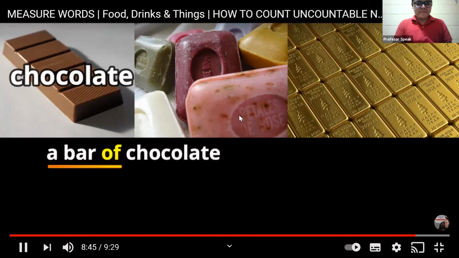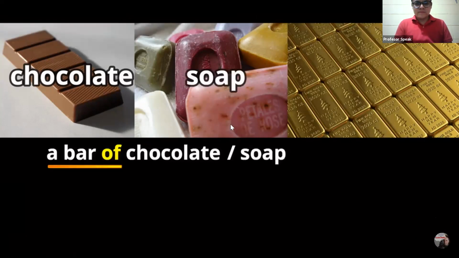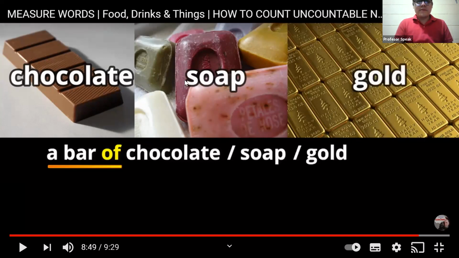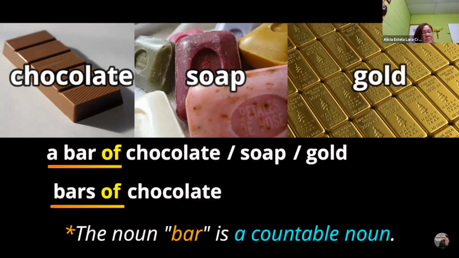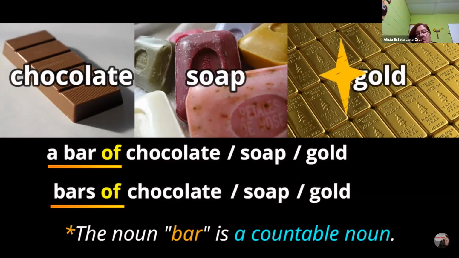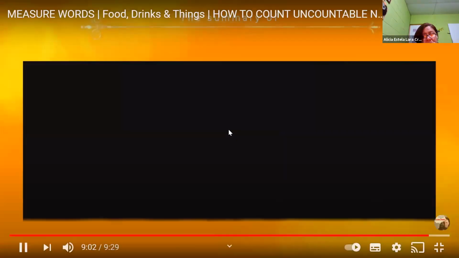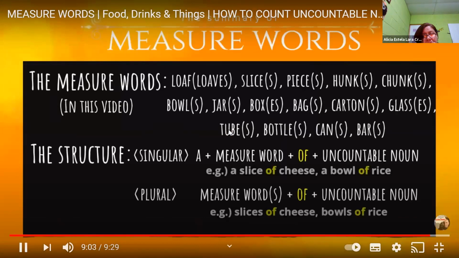Chocolate, or a bar of soap, or a bar of gold. Soap, right? Hygiene product. And if there's more than one, we say bars. Bars of chocolate, bars of soap, or bars of gold, if you're lucky. Okay, that's all for this video.